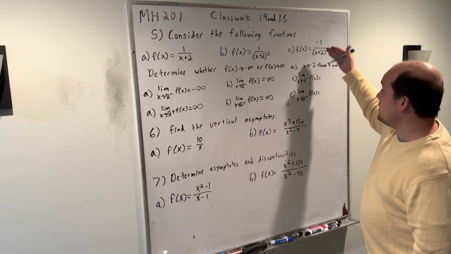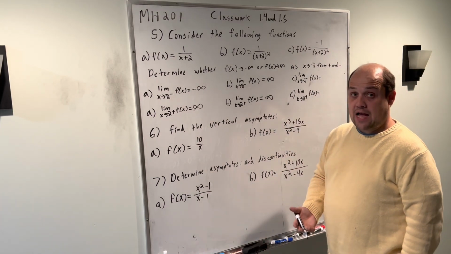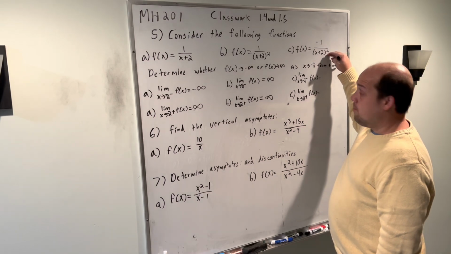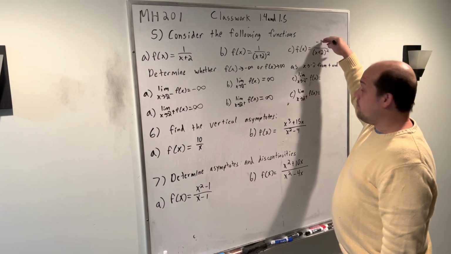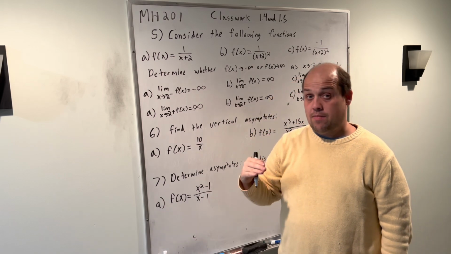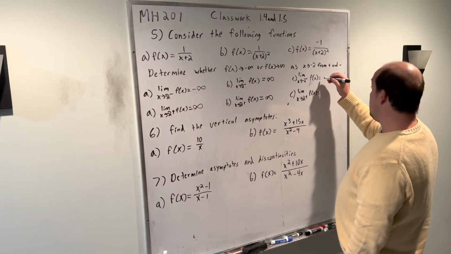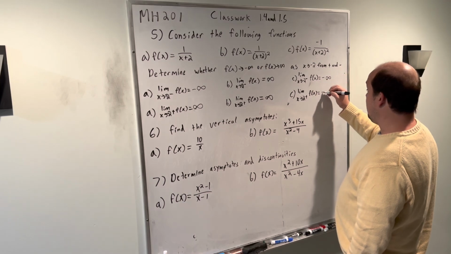As opposed to this situation in C, which is the exact opposite. Here, the squaring makes the bottom positive every time, but since the top is negative, it's always going to be a negative divided by a positive. A negative divided by a positive is a negative. So each of these will head towards negative infinity.